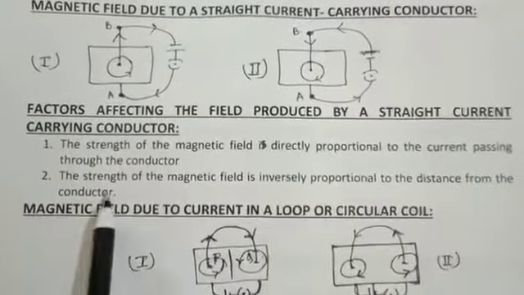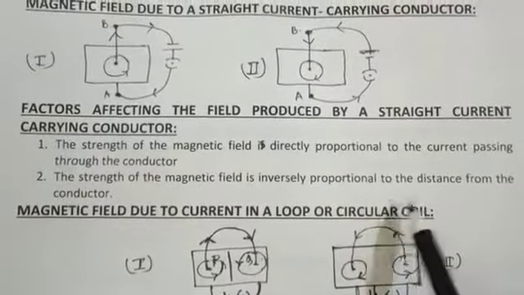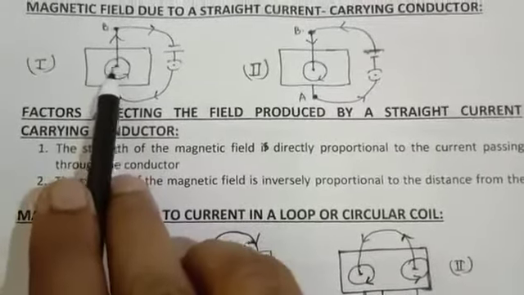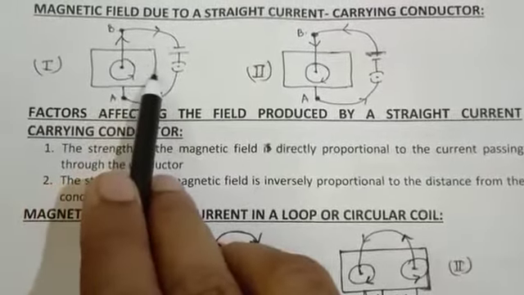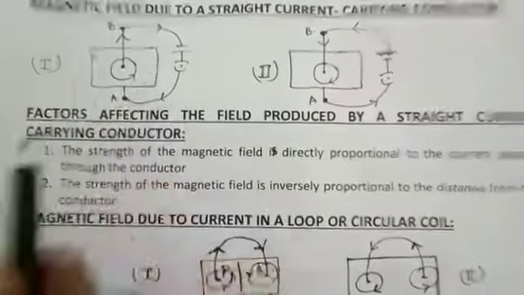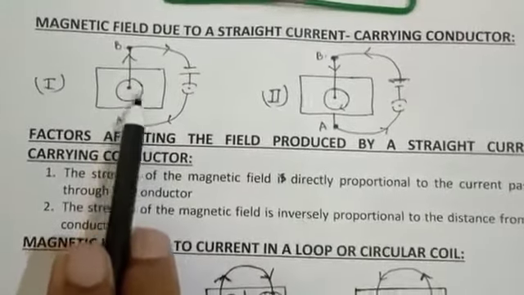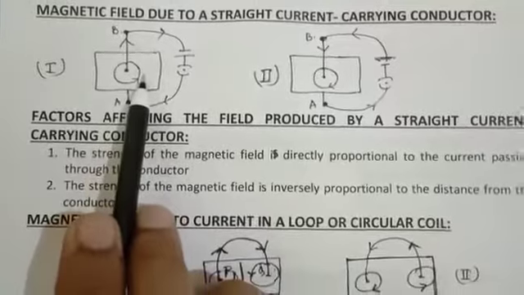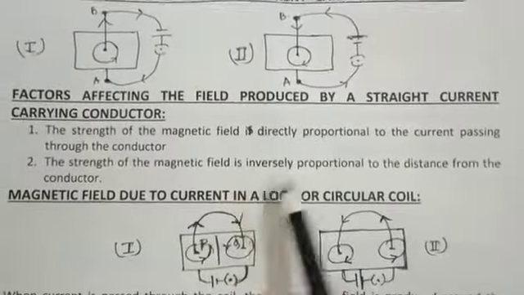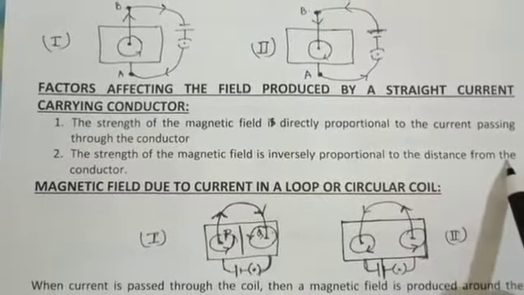Point number 2, the strength of the magnetic field is inversely proportional to the distance from the conductor. It means that as we move away from this conductor, the strength of the magnetic field will decrease. In other words, we can say as the radius of the concentric rings increases, the strength of the magnetic field will decrease, and this is point number 2. Magnetic field is inversely proportional to the distance from the conductor.